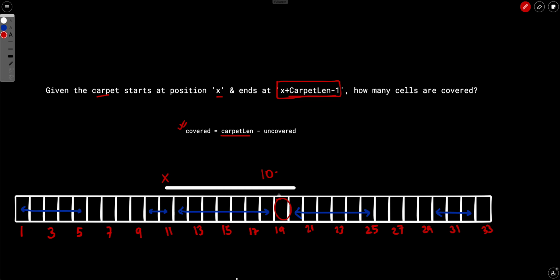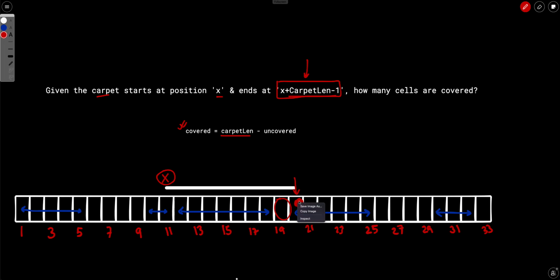So now with this approach, let's try to formalize this and see how we can do it efficiently. First, we start at position x. Now we know that the carpet will end at x plus carpet length minus 1. So we can efficiently find this end point, and find which range this end point belongs to.